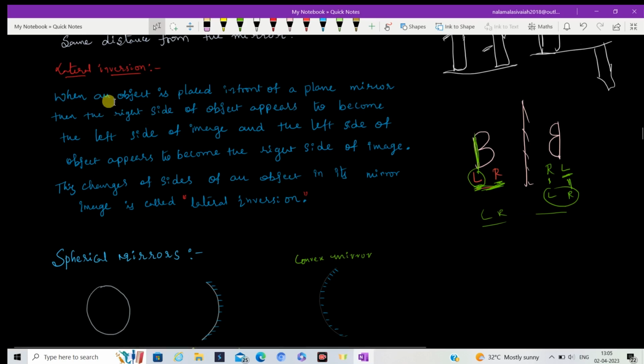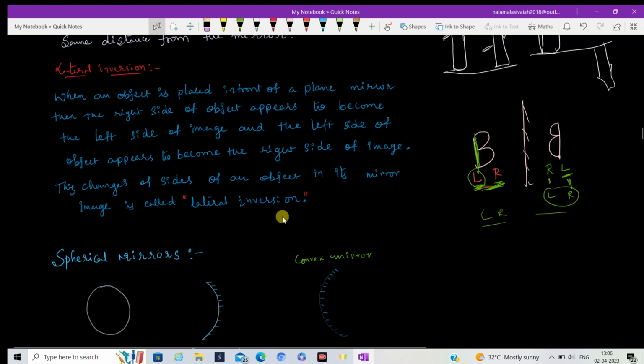Here you see, when an object is placed in front of the mirror, the right side of the object appears to be the left side of the image. And the left side of the object appears to be the right side of the image. So this change of the side of an object in its mirror image is called lateral inversion.